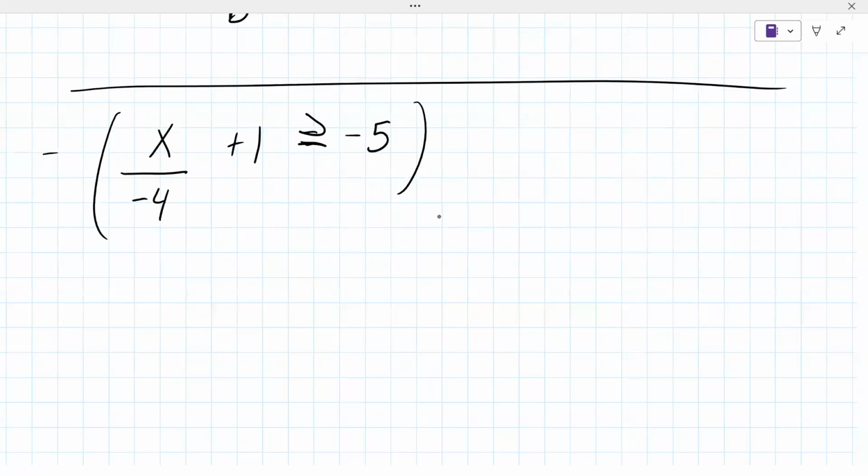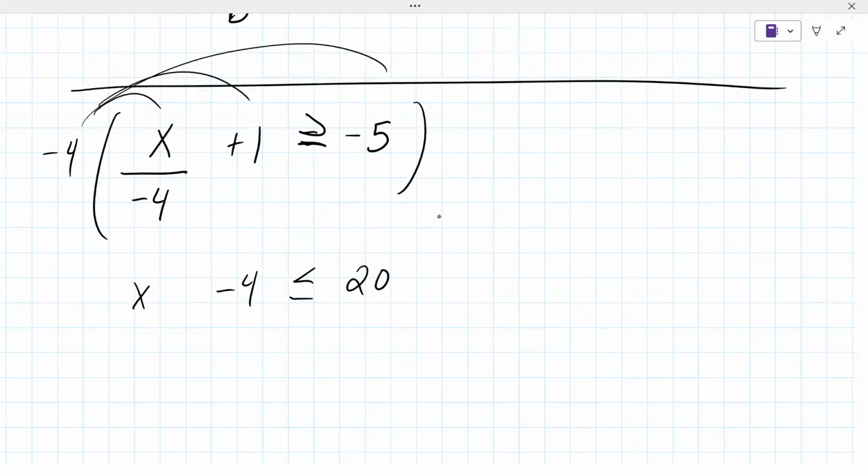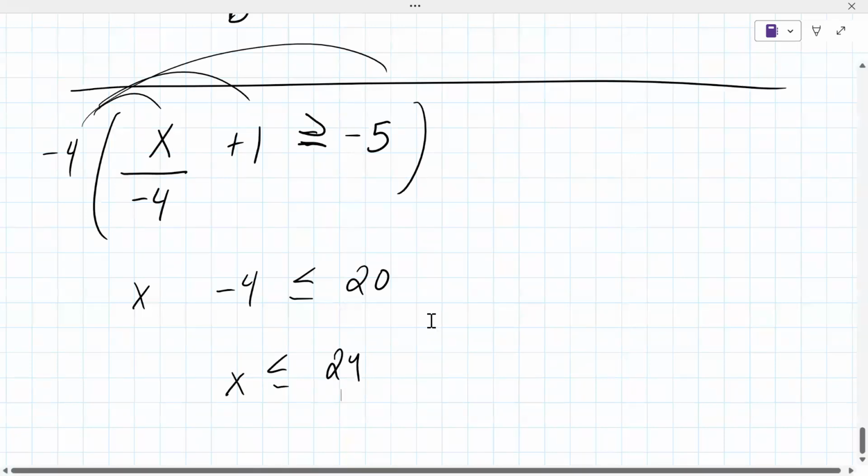Okay, so we're gonna multiply everything by -4. So that's x minus 4 less than or equal to 20. You have to multiply everything. It's not like a choice. Everything gets it. Then x is less than or equal to 24. Yes. All right, let's try another one here.